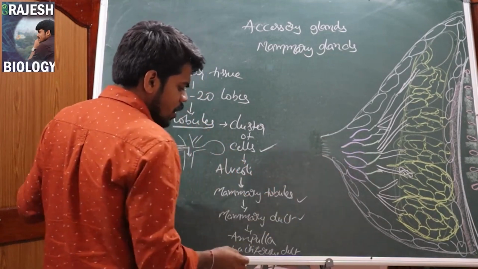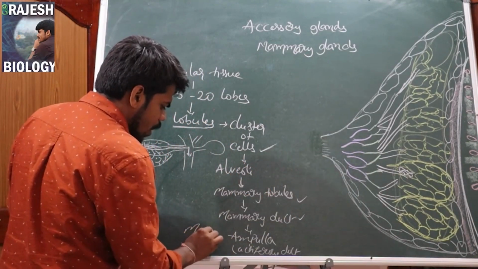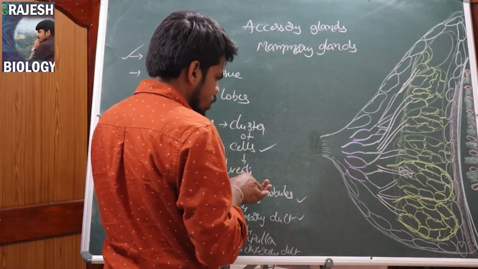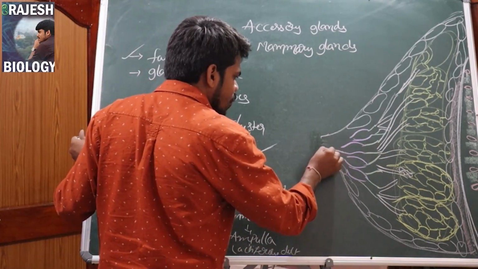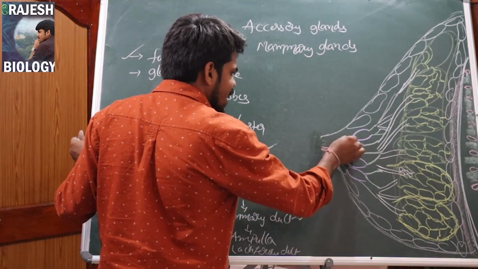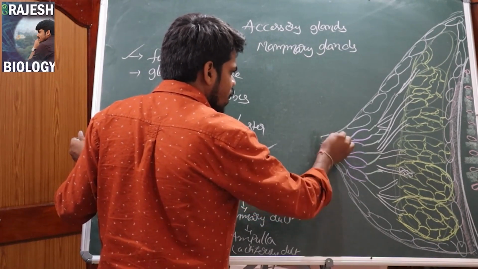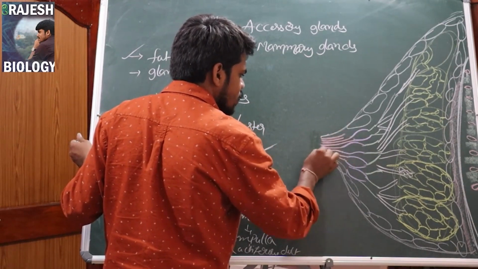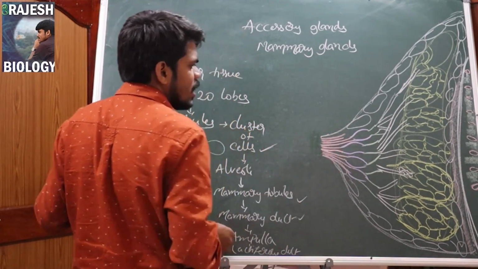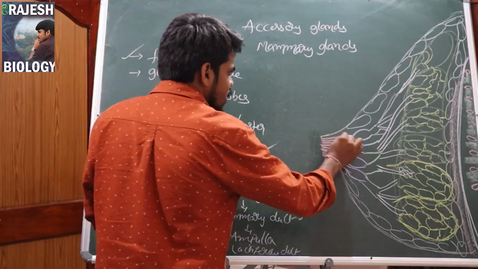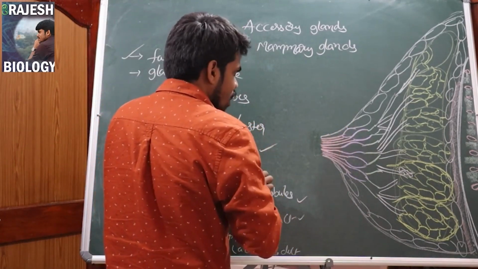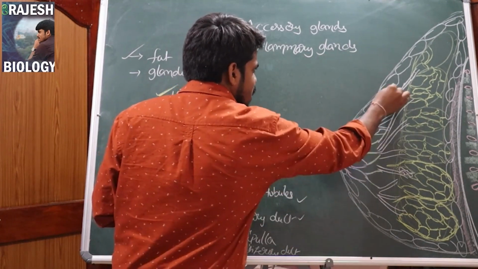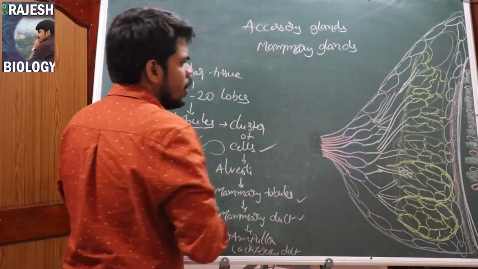Mammary duct opens into the mammary ampulla. And every mammary ampulla continues as lactiferous ducts. Every mammary ampulla continues as what? Lactiferous duct. Like this. The red color is the lactiferous duct. The purple color is the ampulla. And the green color is the mammary duct. Mammary duct collects mammary tubules, which are in white color.